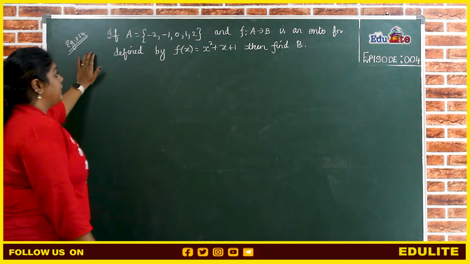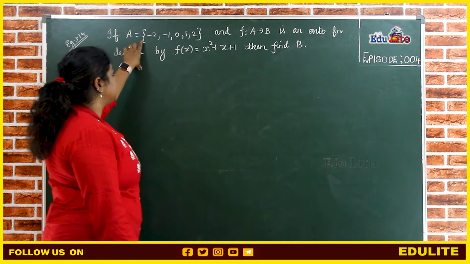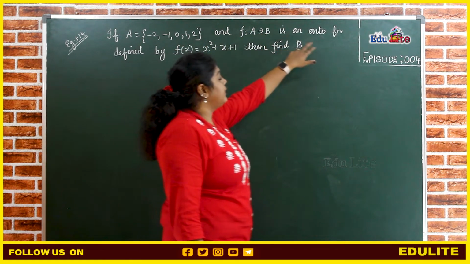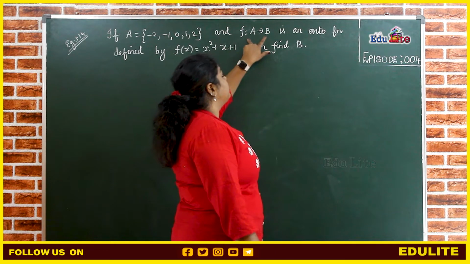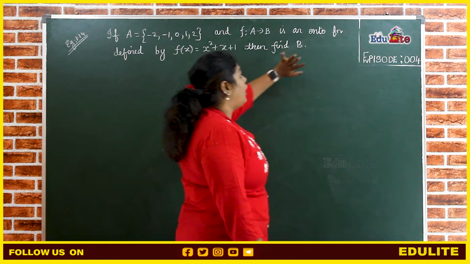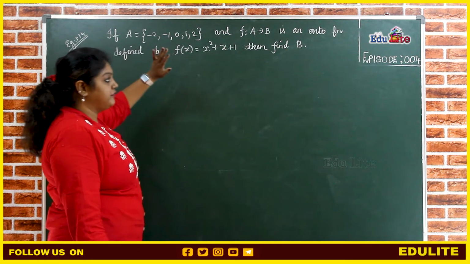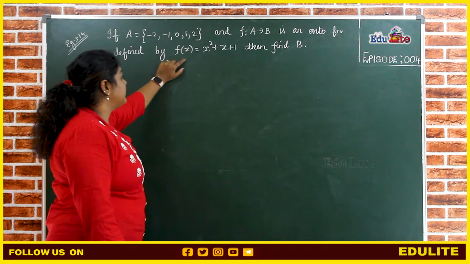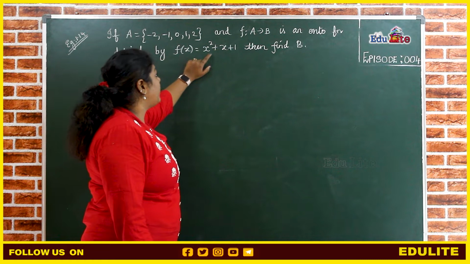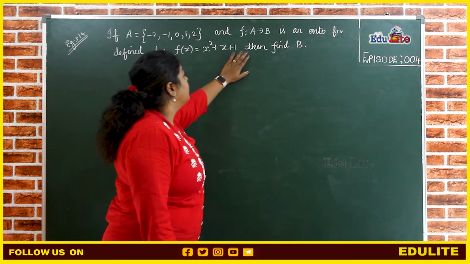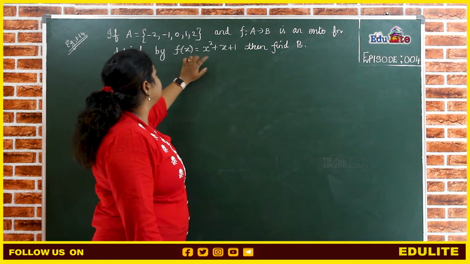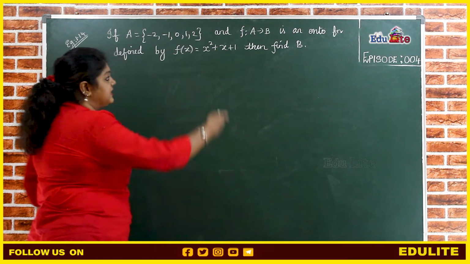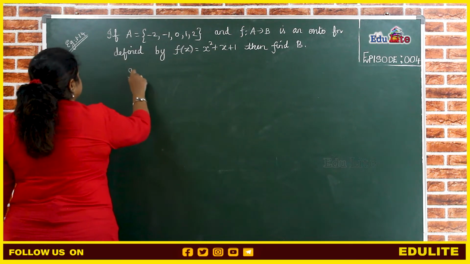In example 1.14, the set A is given and f is a mapping from A to B. It is an onto function, which means the range of f is equal to the codomain of f. The function f is defined as x squared plus x plus 1. With the help of this function and the values of A given, we have to find the values of B. It is very easy to do so. Let us find.